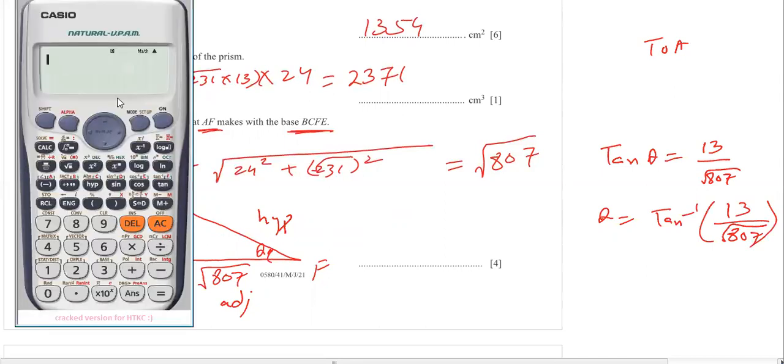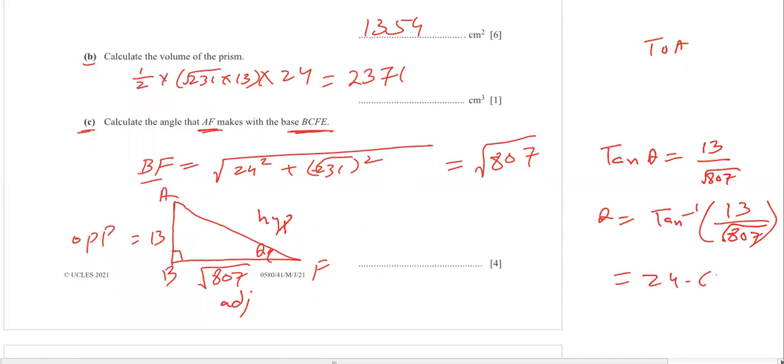Okay, so let's calculate. Make sure your calculator is in degree mode. So shift tangent, 13 over square root of 807. So 24.589. You can say 24.6, because angles we always write to one decimal place. So 24.6 degrees, that will be the angle between.